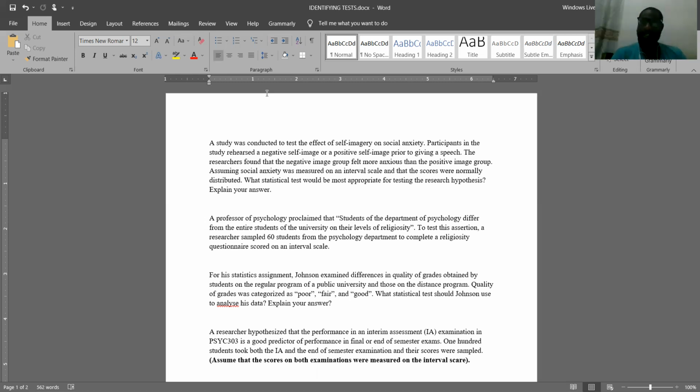For the justification, explaining your answer, you first emphasize that from the question, we are given two independent groups, in brackets, positive and negative self-image. Then you move further and talk about the fact that the dependent variable, which is social anxiety, is on interval scale. Therefore, the appropriate test to use is independent t-test.